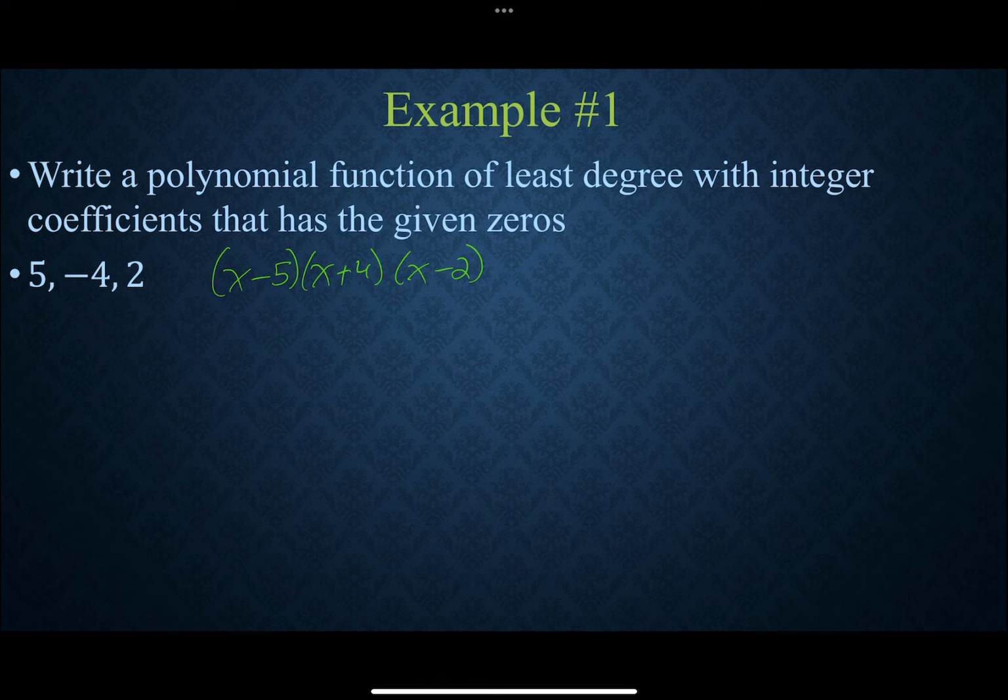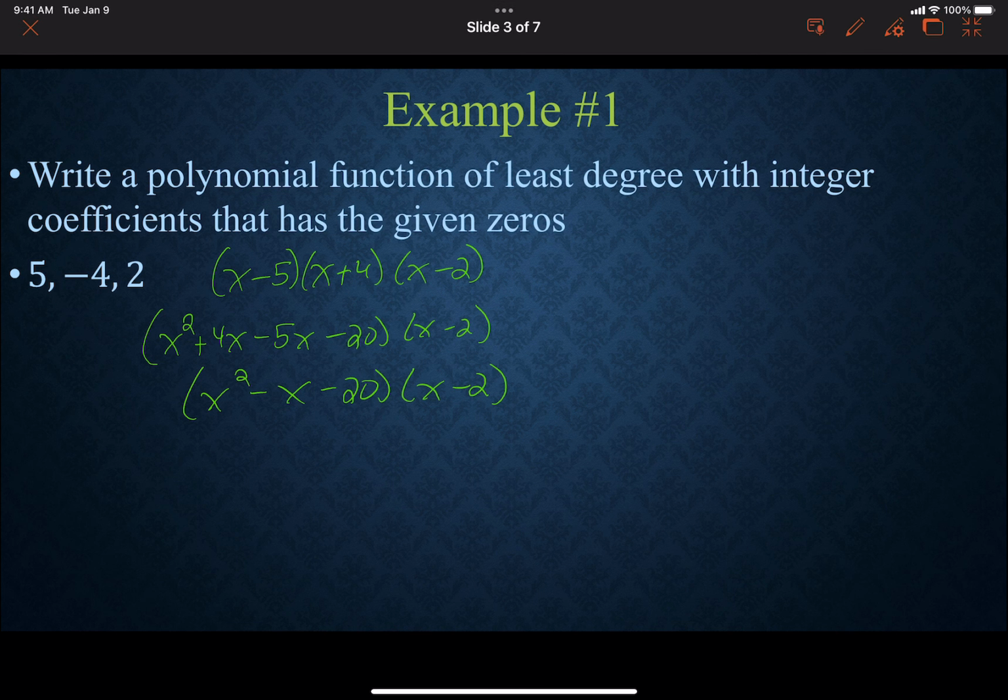So I'm going to FOIL the x minus 5 and x plus 4 first. So I'll get x squared plus 4x minus 5x minus 20, x minus 2, which then combine, please combine before you try FOILing again. Make your life so much easier. And then we're multiplying here. We got to remember every term on the left multiplies every term on the right.